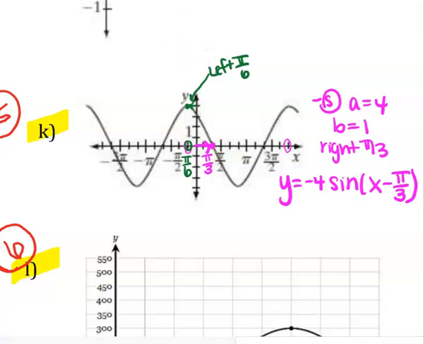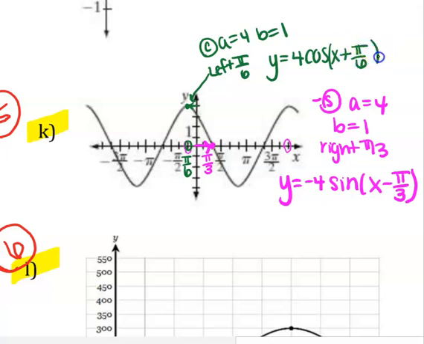Now from that point on, that does look like a positive cosine curve. So this would be a, get back my green pen, positive cosine curve, amplitude still 4, frequency still 1, that hasn't changed, so I'm just going to put it all together. Y equals 4 cosine of x plus pi over 6. And then you're done.